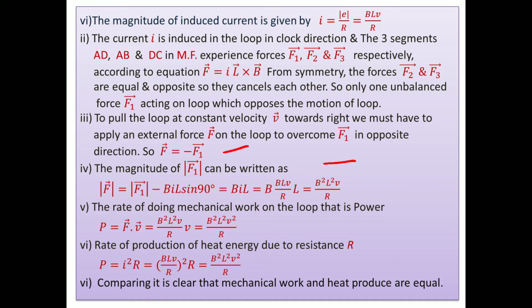Then what happens? BIL sin 90, or BIL. But I is nothing but BLV upon R. Substituting here, we get B square L square V upon R.